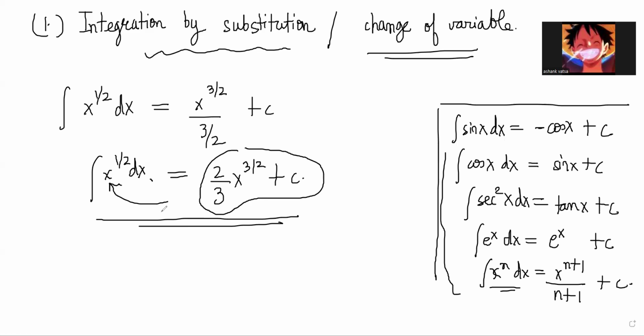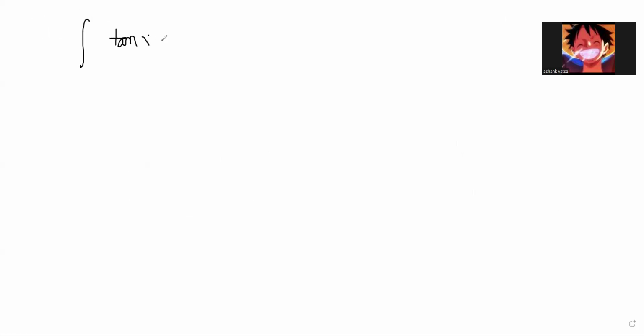Now let's look at trying to find out integral of tan x dx. Also, by the way, you need to know one thing, the integral of 1 by x dx. This is a formula that you need to know. It is log x plus c.